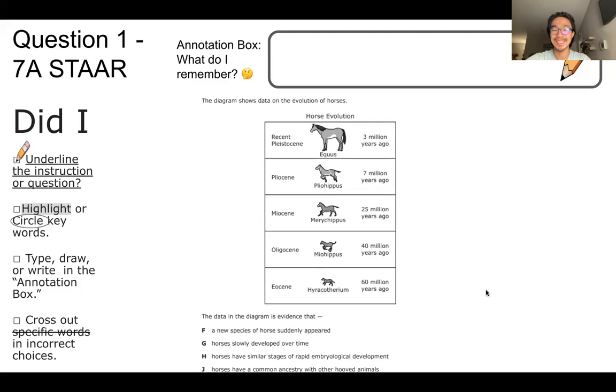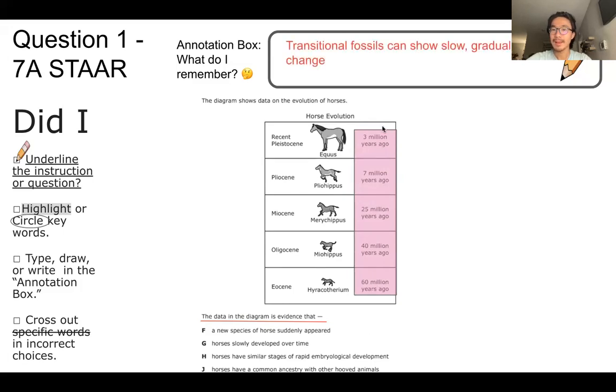Now let's practice. Underline the question. The data in the diagram is evidence that, we have to finish that sentence. Let's highlight the millions of years ago. That kind of tells us something about time. Now we see that this is a change between different organisms over time. And we know that transitional fossils show slow, gradual change. And we're thinking about transitional fossils because look at the years.